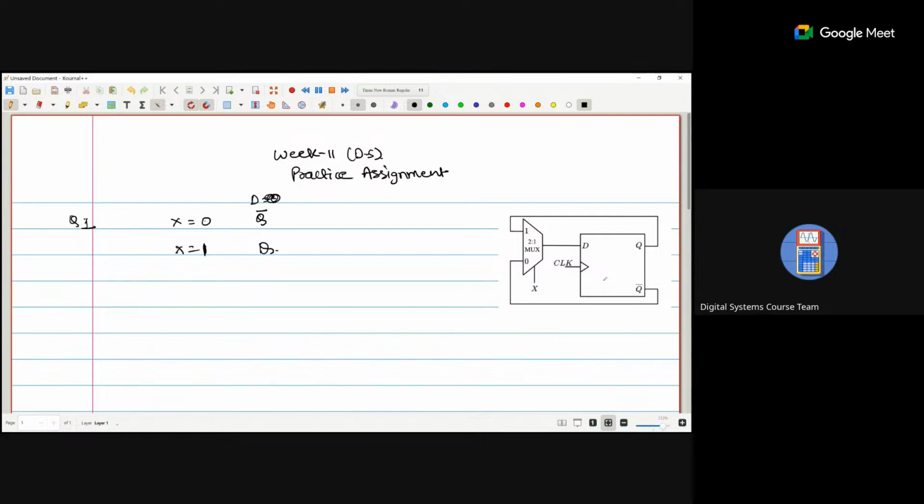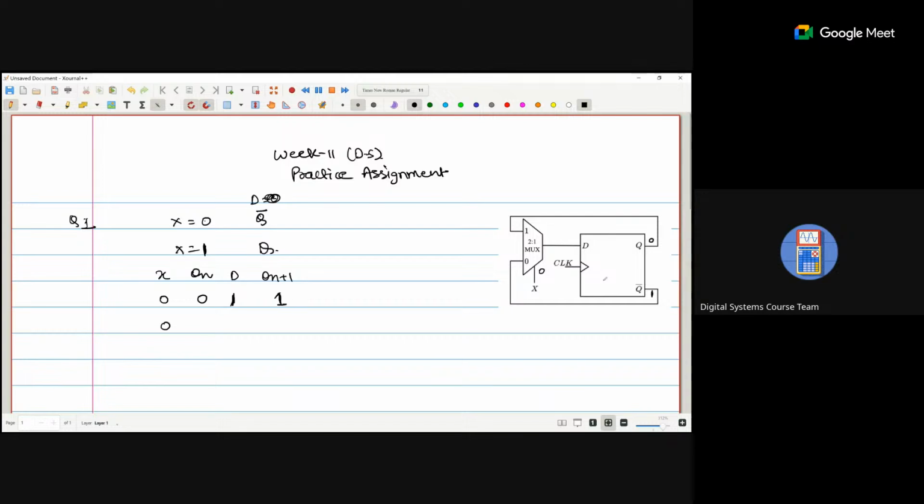Okay, so if I take it to input x and qn, when x is 0 and we are assuming that qn is 0, so this becomes 1. Now when x is 0, so q bar will be going as the input. So what is the d? D is basically 1. Okay, and when d is 1, what is the qn plus 1? It is a 1.